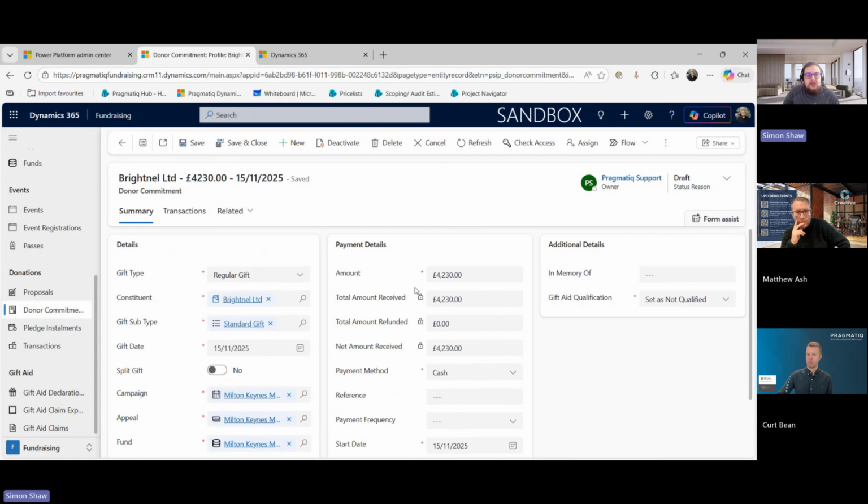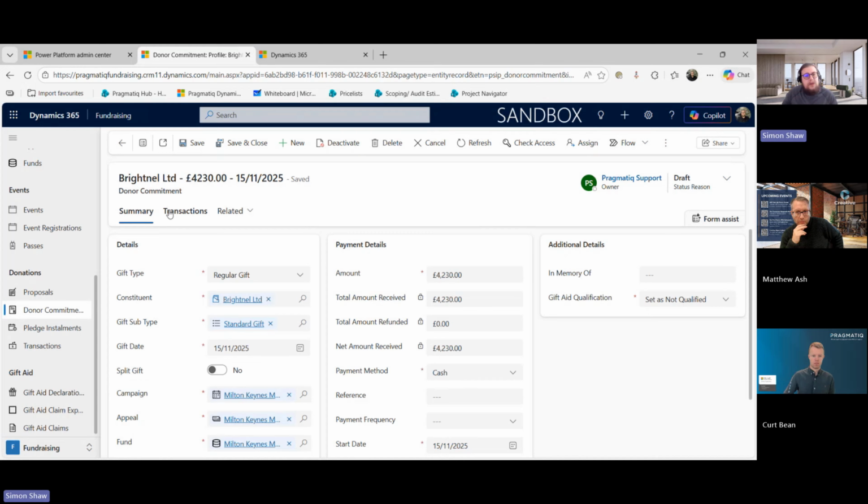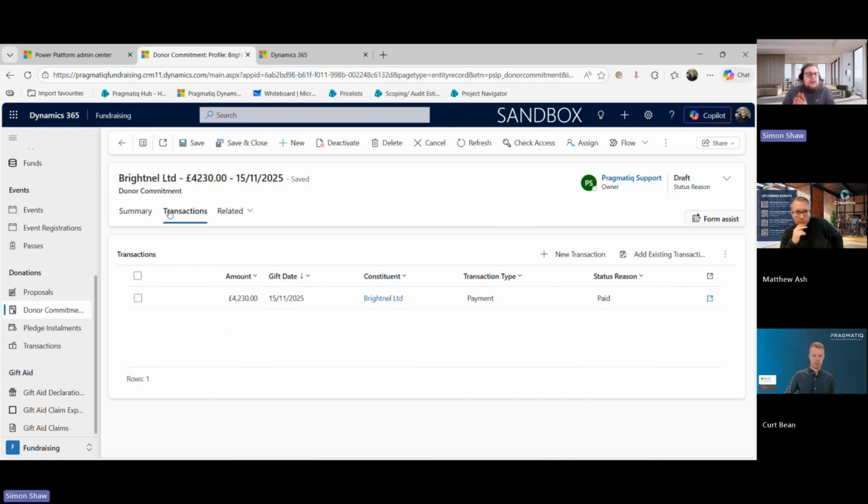But in essence, we're just capturing that there is a particular donation. What was the payment method? We've got some controls around in memory of, so if people are giving legacies, anything like that. And then against that, we have the concept of a transaction, which I'll touch on a little bit more later. But this is really where it brings Business Central into the picture. So once we've got that donor commitment, someone's given us or is going to give us some money, all of the downstream reconciliation would then be handled within Business Central.